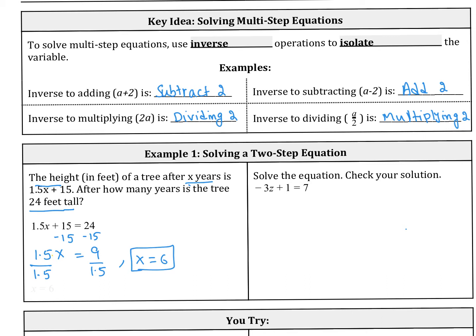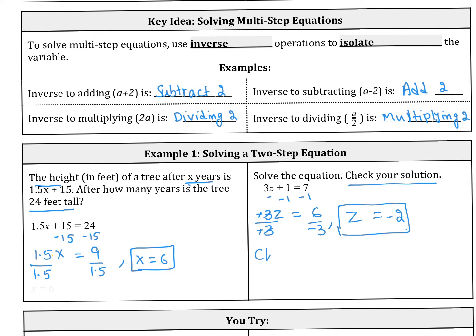Now the next example is to solve the equation and check your solutions. You're going to isolate the z. To isolate z, the first step is to subtract 1 on both sides. And then you divide by -3 on both sides. Because the 3 and 3 cancel and the negative and negative cancel, z equals -2. Now we're going to check the solution.